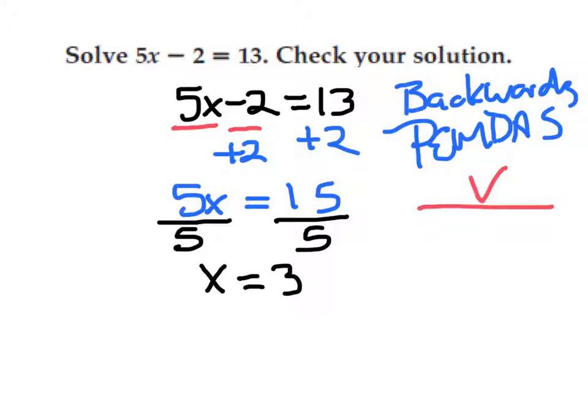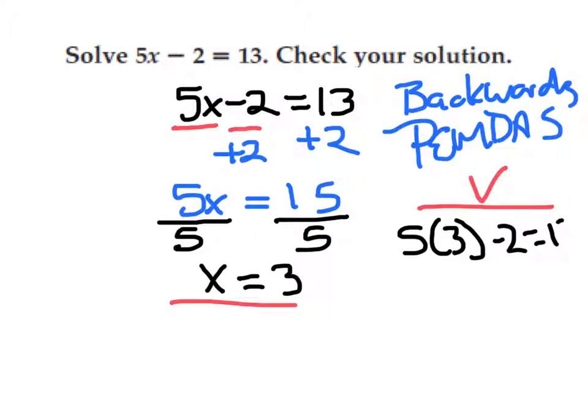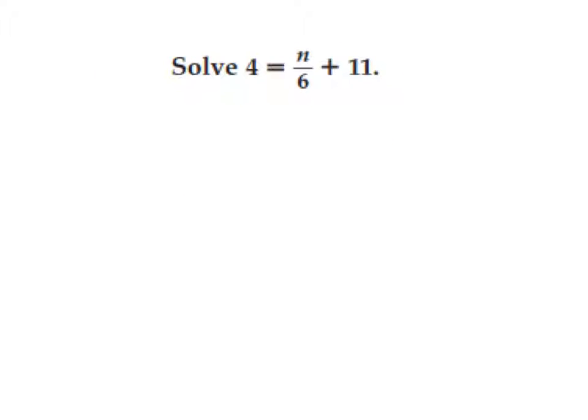Now it's time to check, which is just a plug and chug, where I take my solution and plug it into the original equation. So wherever there's an x, it becomes 3. And hopefully they'll be equal to each other. The left side should be equal to 13. So 3 times 5 is 15, minus 2 is 13. It checks.